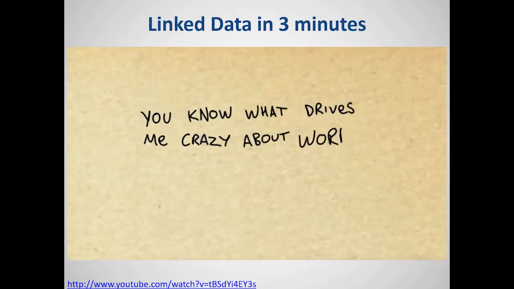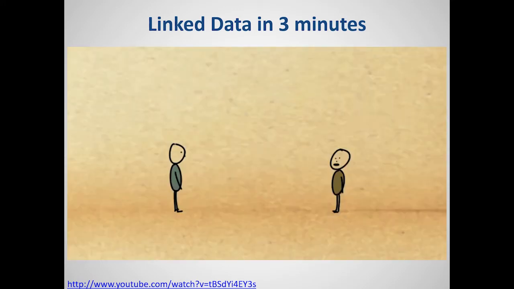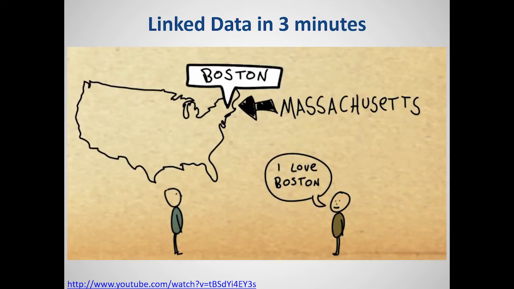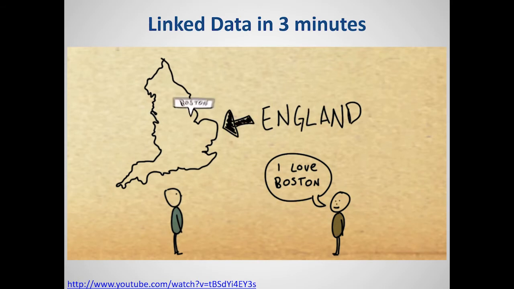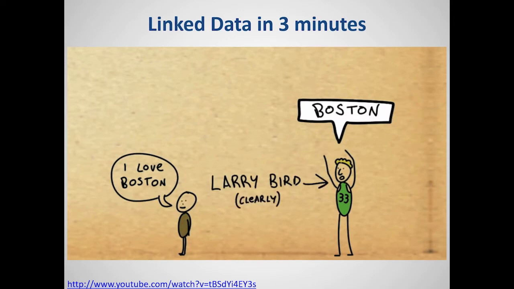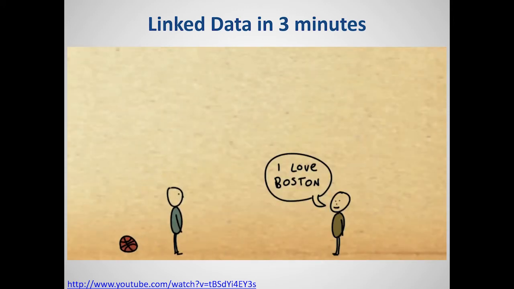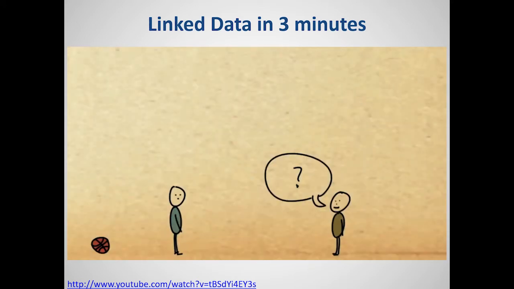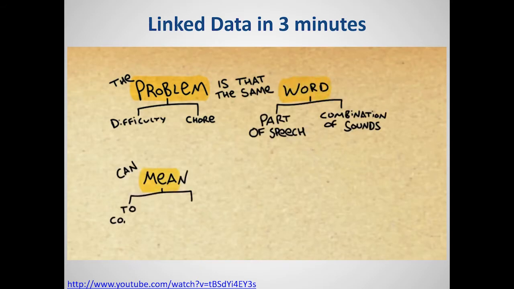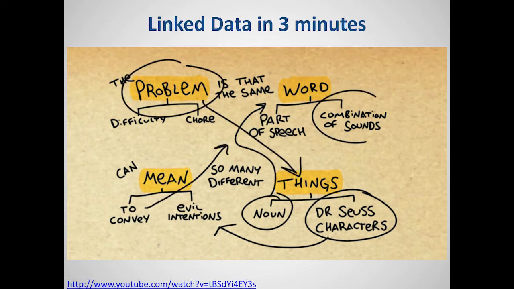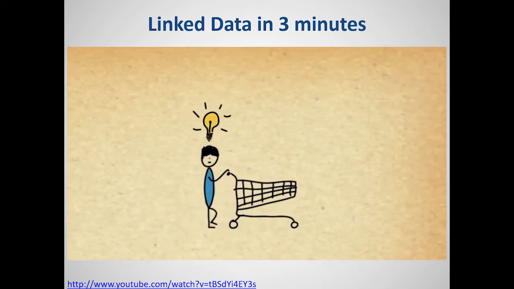You know what drives me crazy about words? Oh. They have a million different meanings. Like, that is not what I had hoped. Check this out. Someone says, "I love Boston." Now, they probably mean, "I love Boston, the big city in Massachusetts," but they could be referring to one of the 26 other Bostons that are scattered around the globe. But if it's during the playoffs, they're probably referring to the Celtics. Of course, you and I both hope they're talking about the Boston. You know. But I guess there's really no way of knowing. The problem is that the same word can mean so many different things. Because of that, when it comes to finding, linking, reconciling, or organizing multiple layers of information, words are not the best solution.